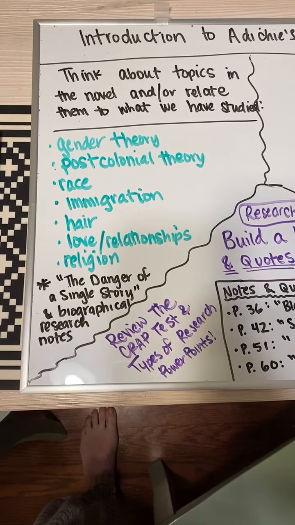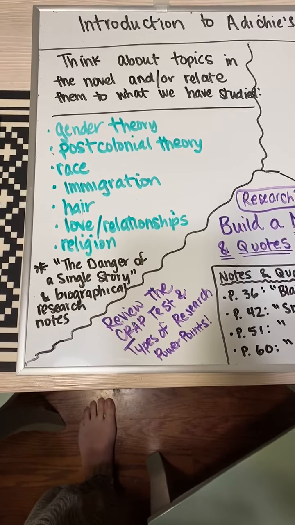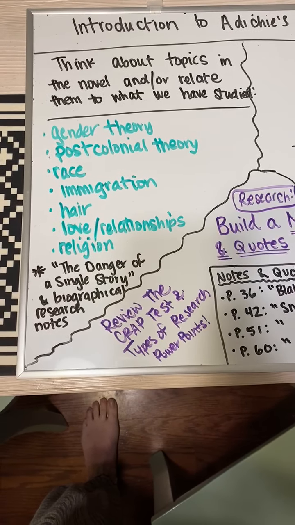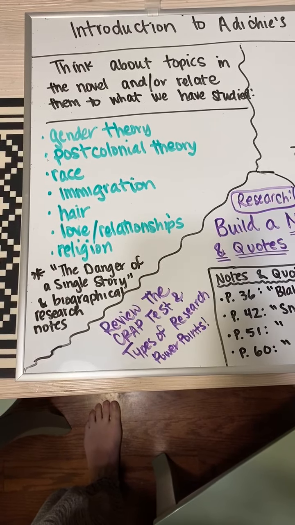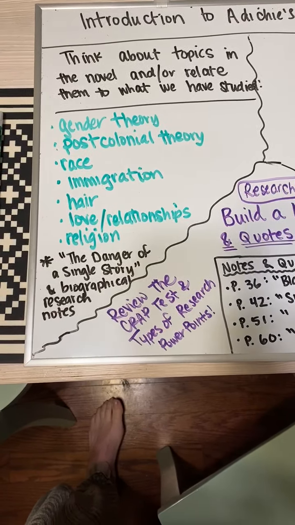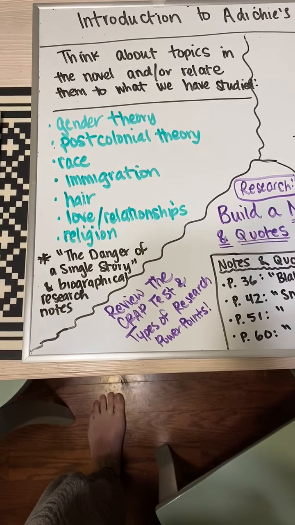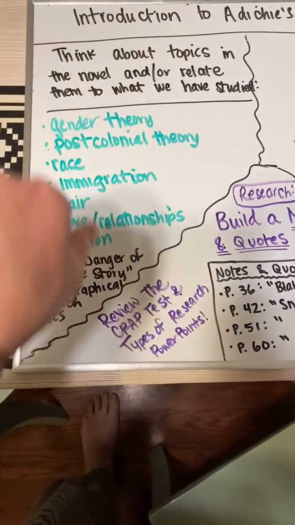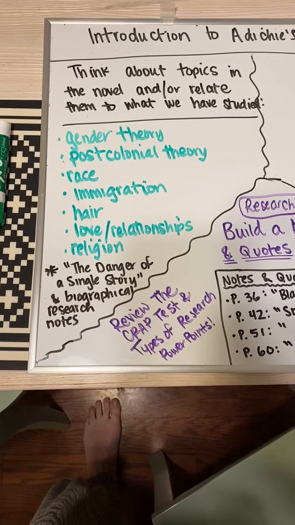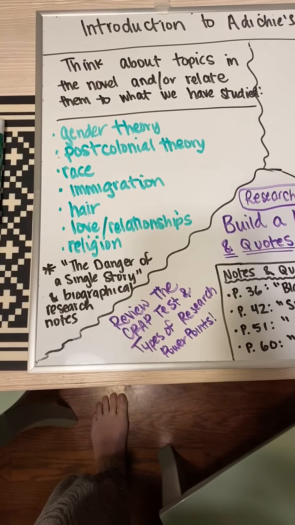and think about how you can relate them to what we've studied, where you're seeing that happen. So if you're noticing things that have to do with gender, or post-colonial theory, or race, or immigration, how hair might reflect some of those ideas, or love and relationships, or religion, or anything else. You don't have to limit yourself to these. If other ideas of yours are coming up, think about how that functions in the work, what role it has.